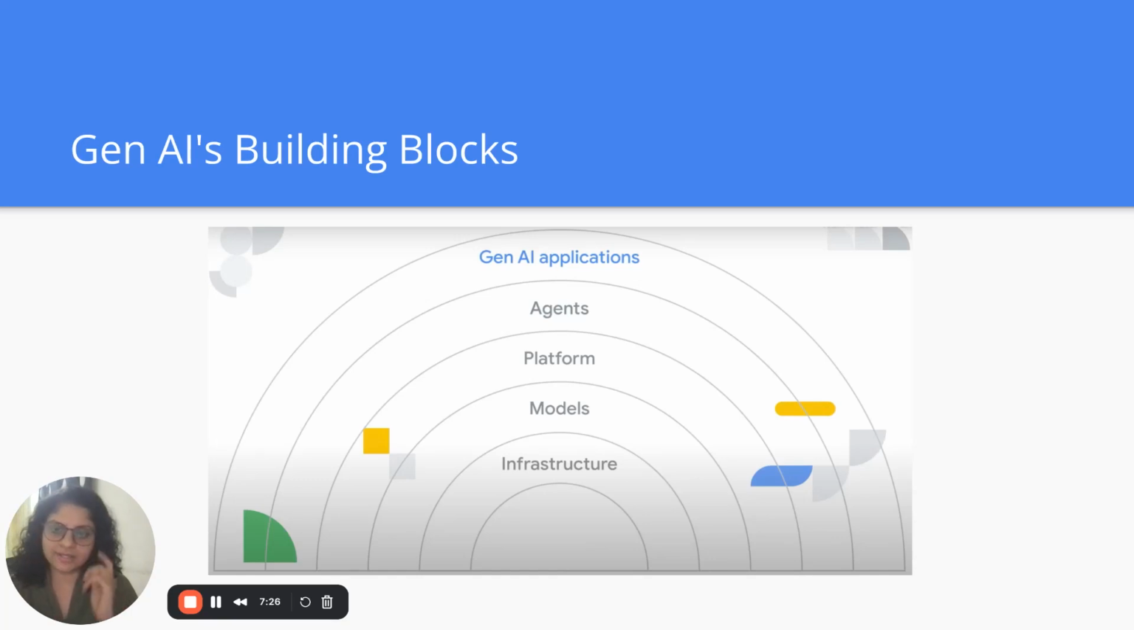You can see here the generative AI's building blocks. The core building block is infrastructure, then comes the model, then the platform, then agents, and then the Gen AI applications. We will see these Gen AI building blocks one by one.